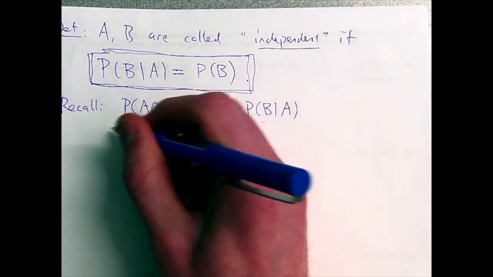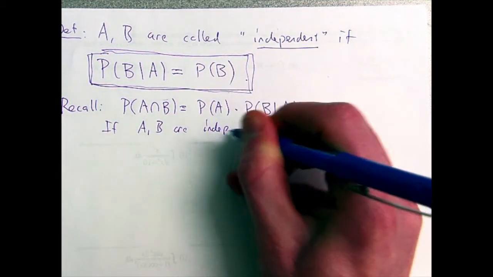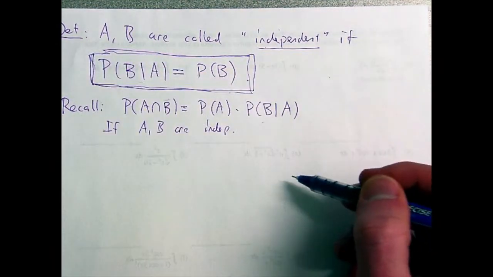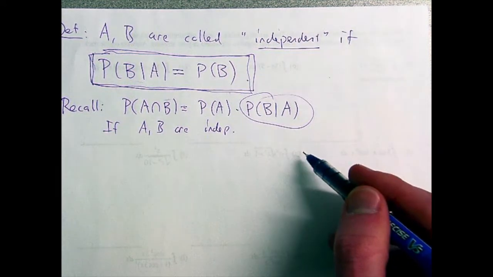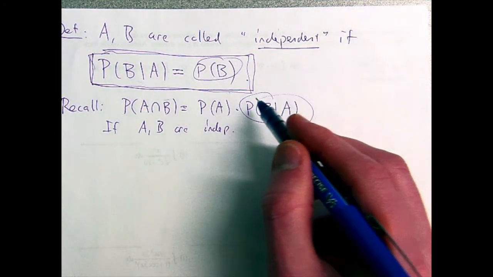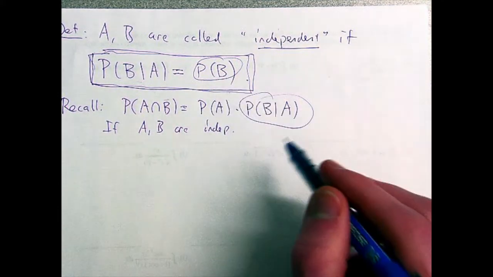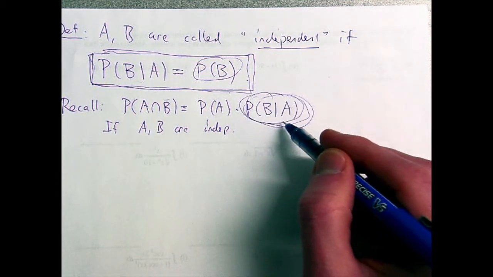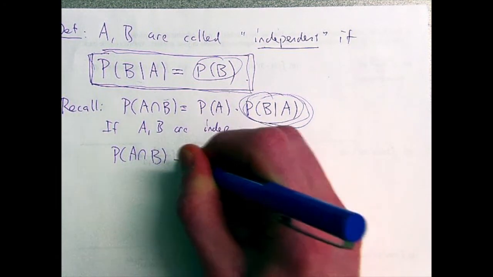Well, the thing is, if A and B are independent, that means that this formula in the box holds true. So if A and B are independent, that means that this expression right here, the P of B given A, is actually equal to just P of B. That's what this equation says, right? If they're independent, then P of B given A is the same thing as just P of B. So if A and B are independent, I can replace this term here with plain old P of B. So that's what I'll do. And I obtain this.